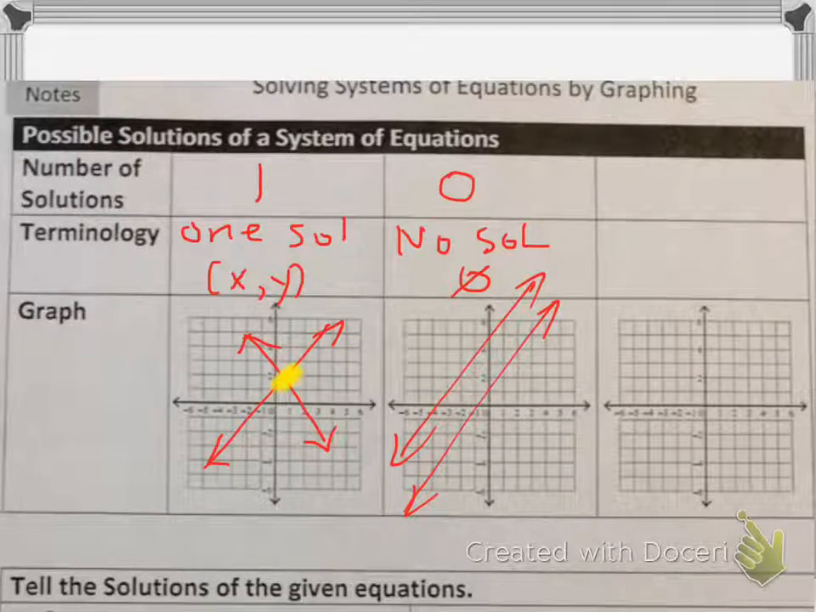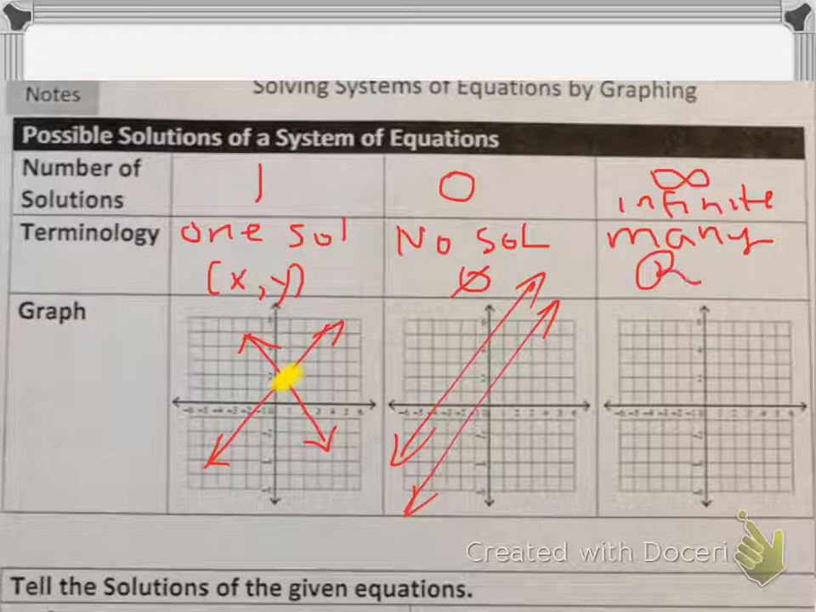The other thing that can happen is we can have infinitely many solutions. I'll just put the infinity sign there. There can be infinite solutions, meaning most of the time we call that many solutions or all real numbers. When that happens, we graph a line and then we graph another line and it ends up being right on top of that first line. When we have the exact same two lines, that means every ordered pair along those two lines will be the same, which means we have many solutions or all real numbers or infinite solutions.